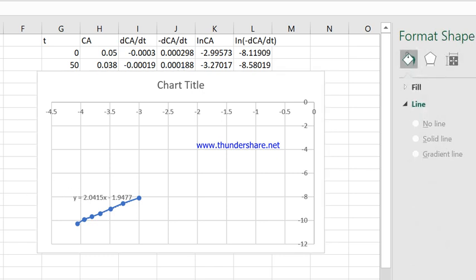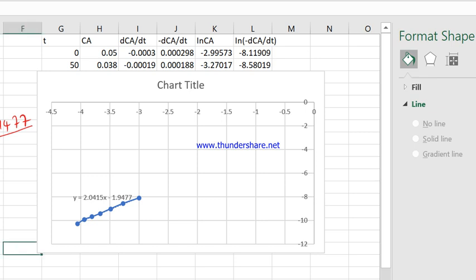Y equals 2.0415x minus 1.9477. So that means our slope is 2.04, and our intercept is minus 1.9477. So our alpha is equal to 2.04, and our intercept is ln k prime. Ln k prime is equal to minus 1.9477. So k prime is equal to the inverse ln of minus 1.9477. So let's try to calculate that.